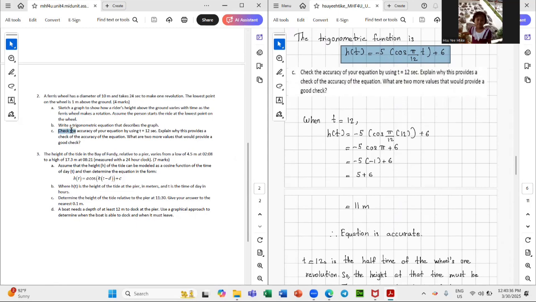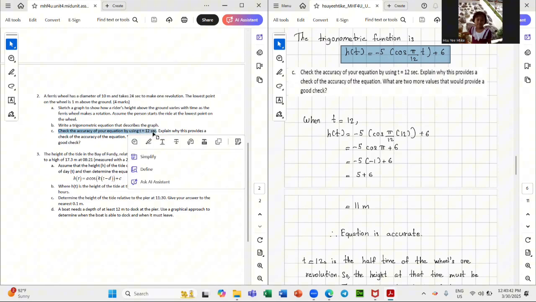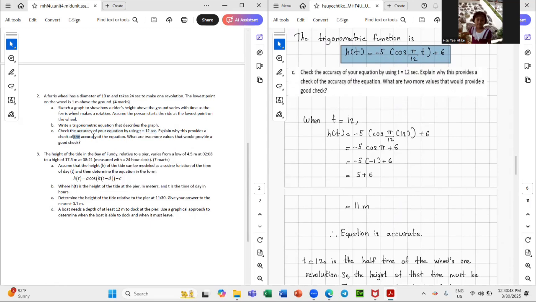Part C. It says to check the accuracy of your equation by using t is equal to 12 seconds. Explain why this provides a check of the accuracy of the equation. What are two more values that would provide a good check?